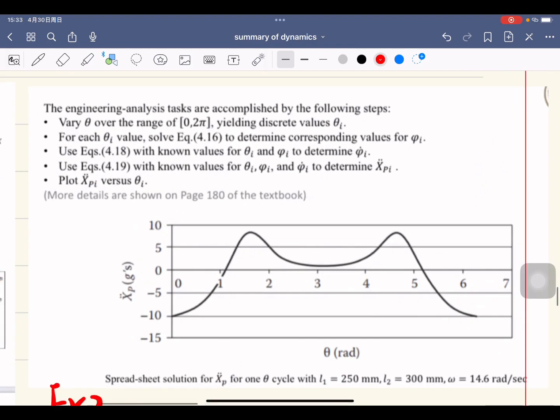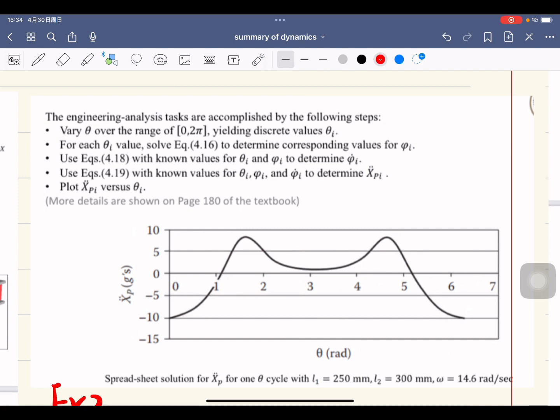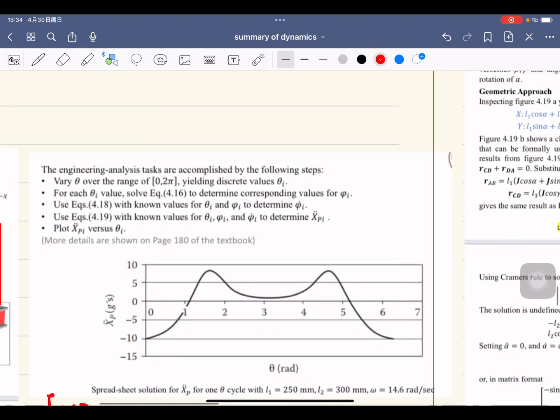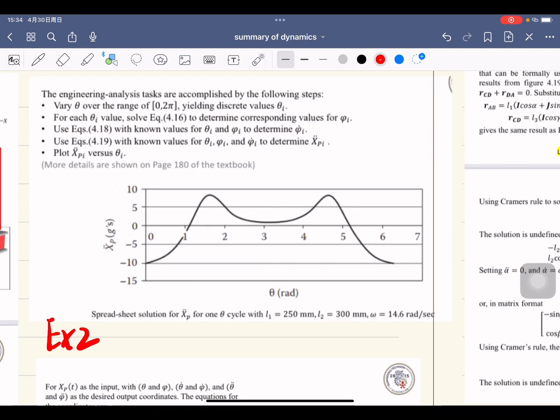Okay? So here is a summary. The engineering analysis tasks are accomplished by the following steps. Vary theta over the range of 0 to 2 pi, using discrete values theta_i. For each theta_i value, solve equation 4.16 to determine the corresponding values for phi_i. Use equation 4.18 with known values for theta_i and phi_i to determine phi_i dot. Use equation 4.19 with known values for theta_i, phi_i, and phi_i dot to determine s_p_i dot. Then plot s_p_i versus theta_i.